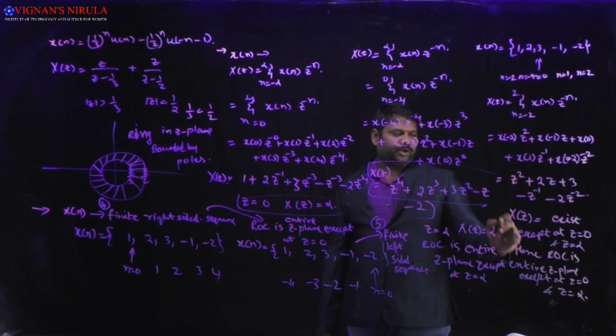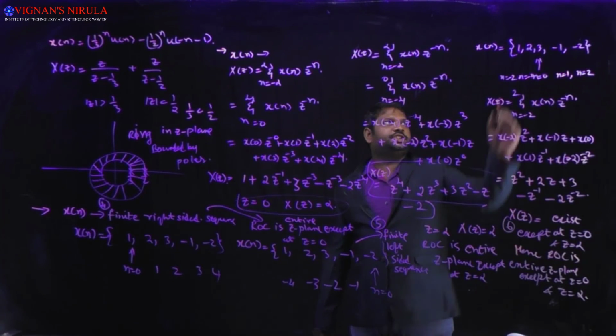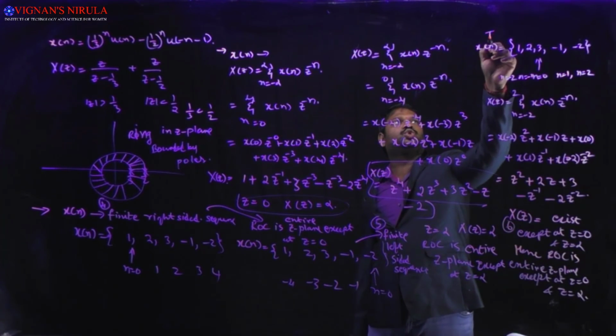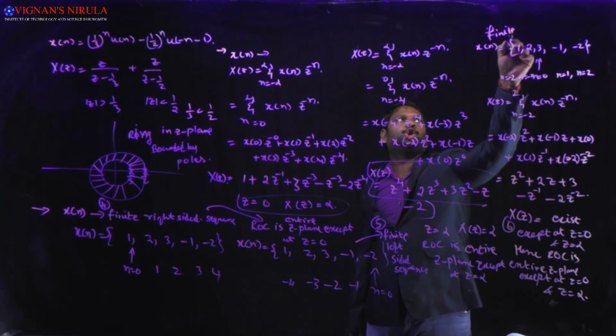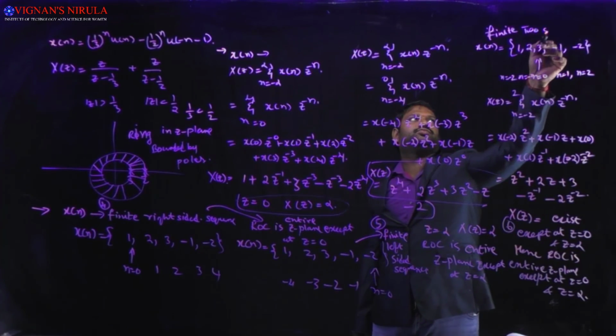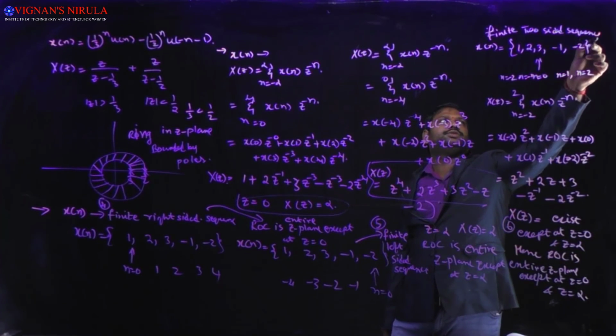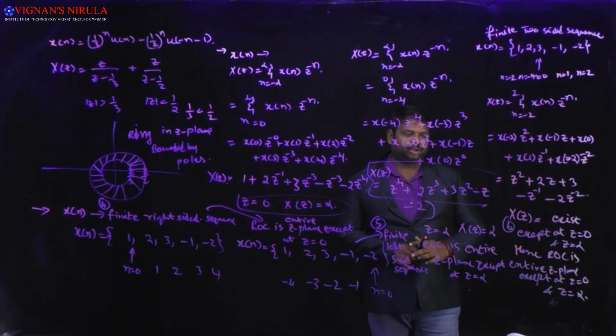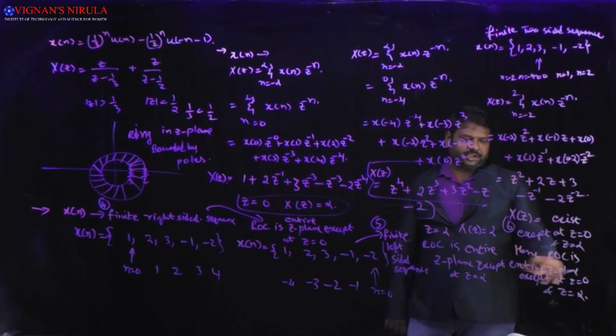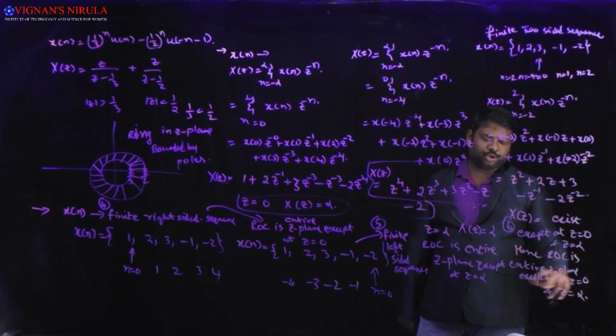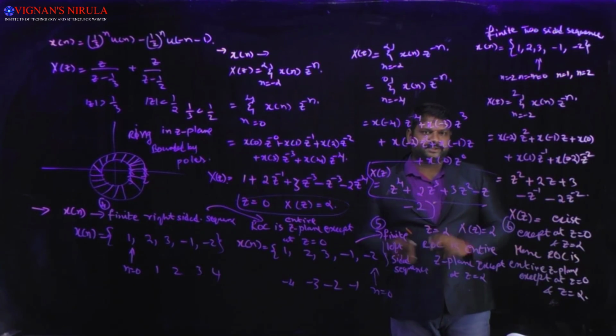That is the sixth point. This is the sequence called a finite two-sided sequence. It's a finite two-sided sequence. The ROC is the entire z plane except at z is equal to 0 and z is equal to infinity. These are the six points.